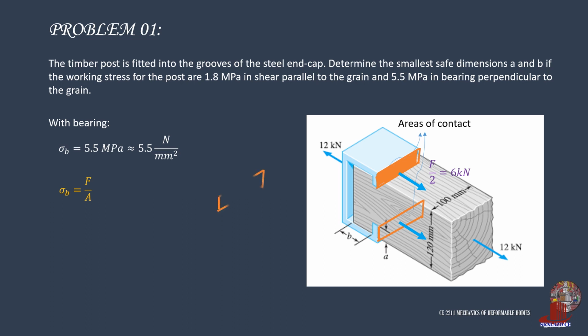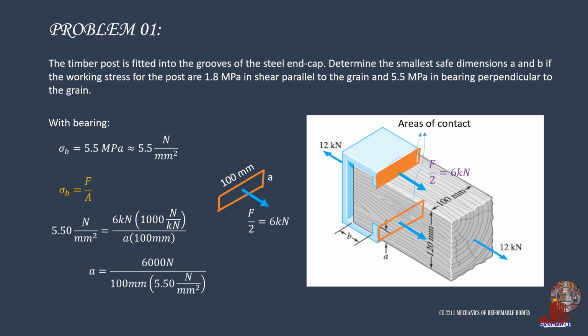For the contact area, dimensions considered are the thickness of 100 mm and the height of the groove A. Now we can place values into this stress equation. 5.5 newtons per square millimeter is equal to 6 kilonewton times the conversion factor of 1000 newtons per kilonewton, all over A times the timber thickness of 100 mm. Switch places for A and stress and simplify the equation to have A as 10.909 millimeters.